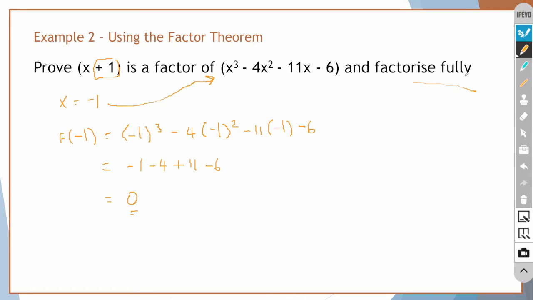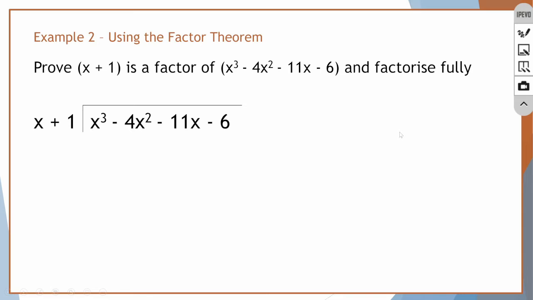Now we have to go ahead and do the second part, which is factorize fully. In order to factorize fully, we have to see what's left of this polynomial here after we take out a factor of x plus 1. We can use polynomial division to do that. So let's get that all set up now. Here I've set up the polynomial division.